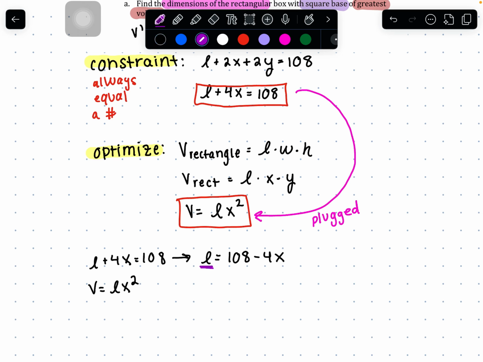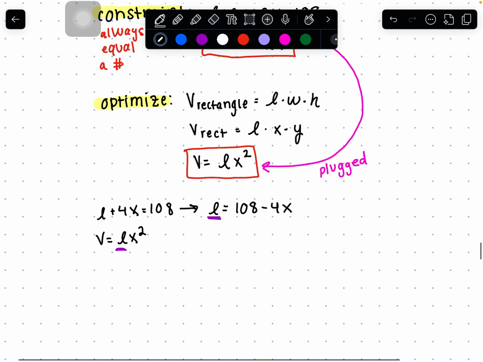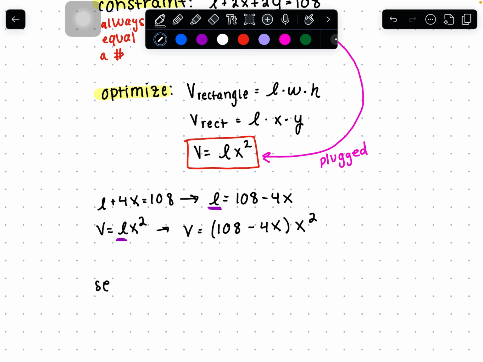Now, this L is the same as this L. So we're going to rewrite volume with this new L plugged in. So volume is equal to 108 minus 4x times x squared. Okay? So our next step is going to be set v prime equal to 0.